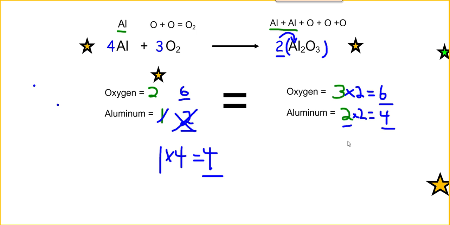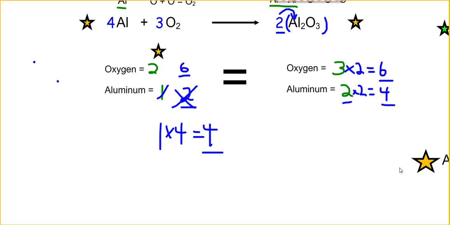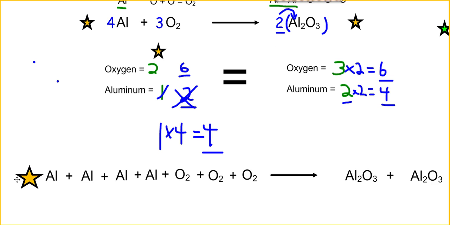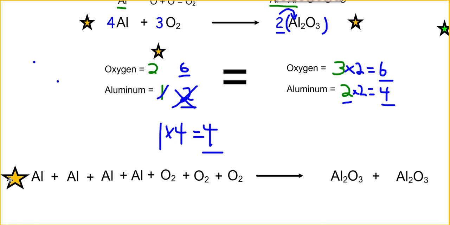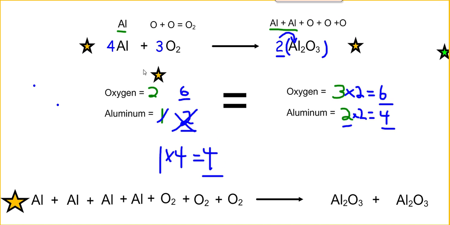Now, once again, we use the coefficients because it just makes things a lot neater and simpler, or else you'd have to write this whole thing out. Because really you have 4 atoms of aluminum, right? You have 3 molecules of oxygen, because there are 2 oxygen in each of those molecules, and in the end you have 2 compounds of aluminum oxide. Well, that's our walkthrough. Hopefully that gets you understanding how to balance chemical equations.